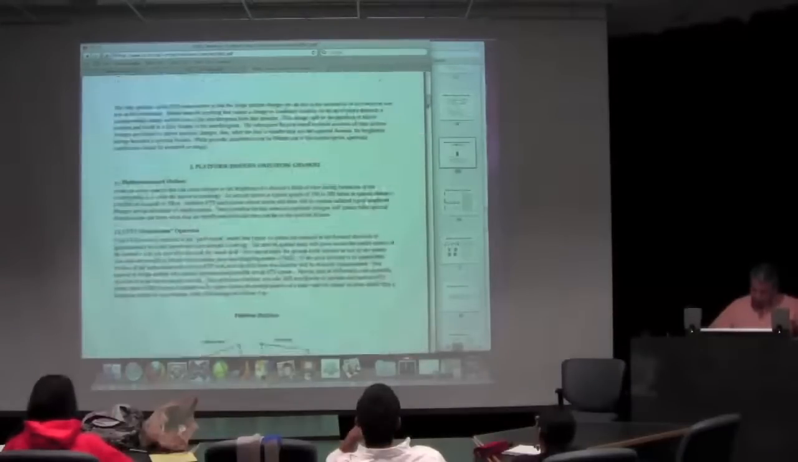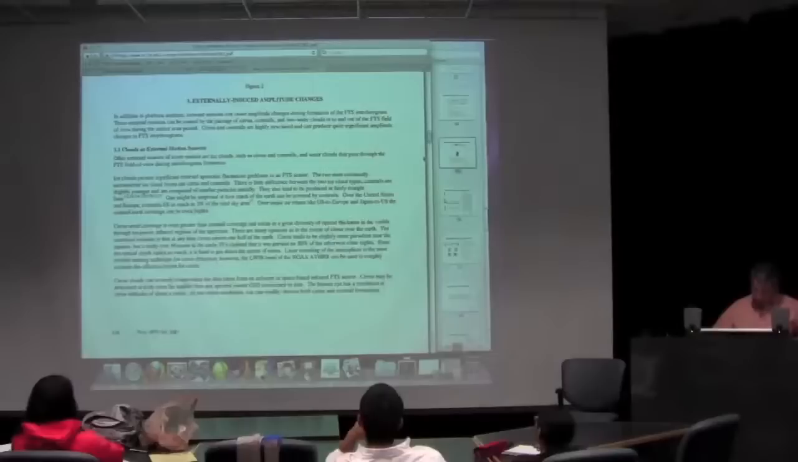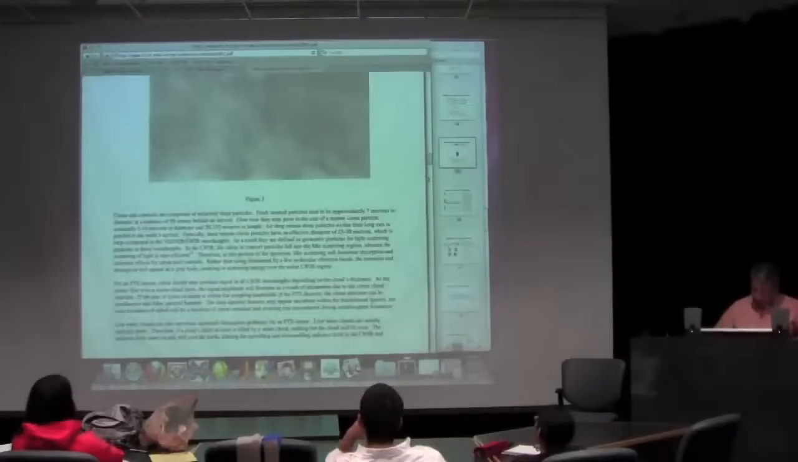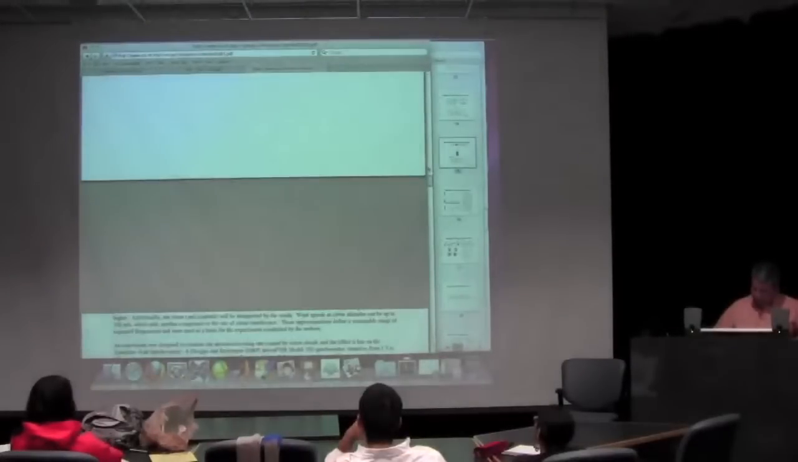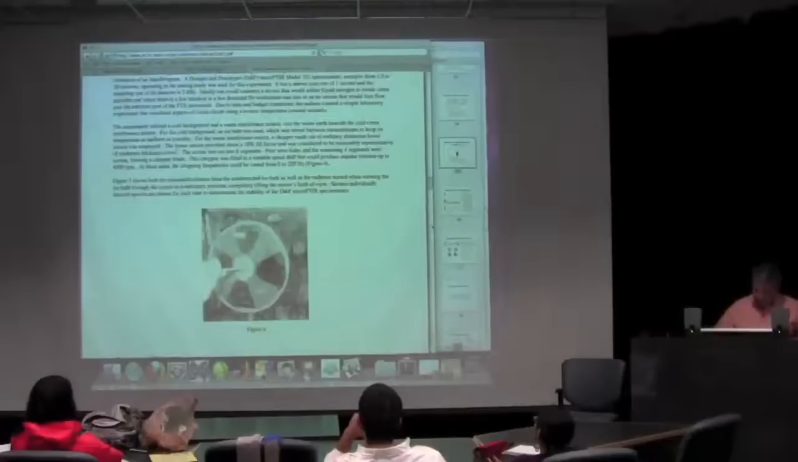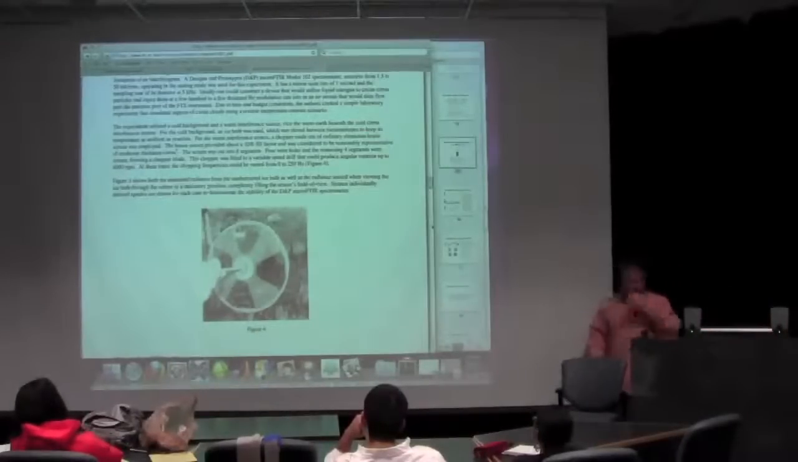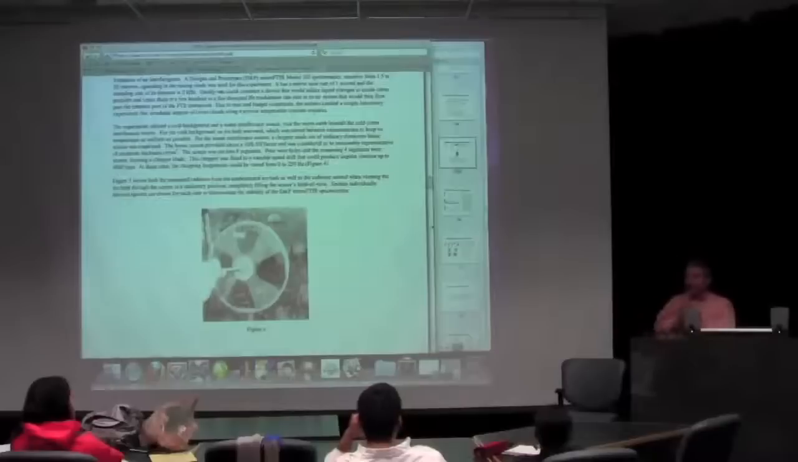And what we wanted to do is produce a moving signal. So I just want to get to this picture. All right. We went back to our offices and we said, okay, how can we produce a moving cloud of gas?